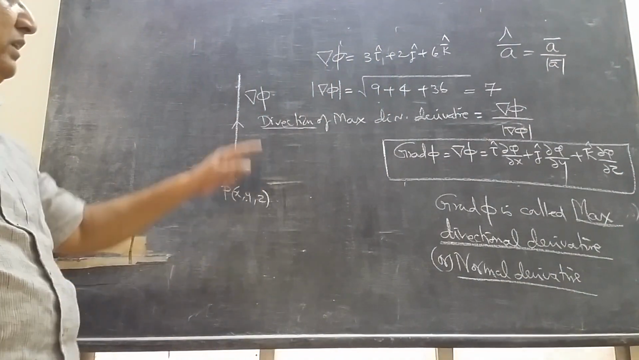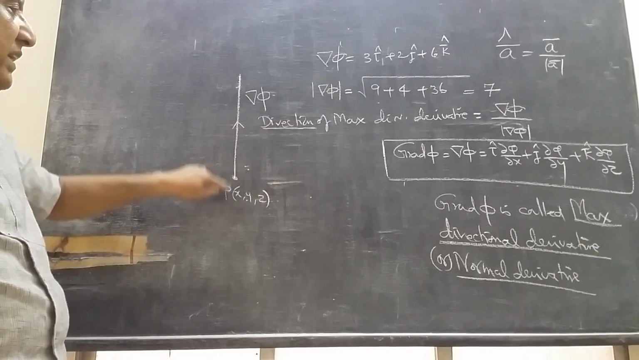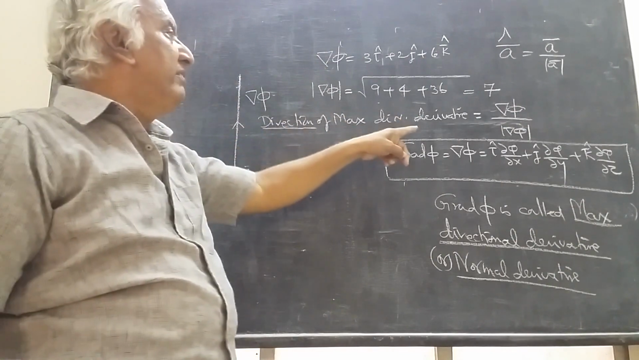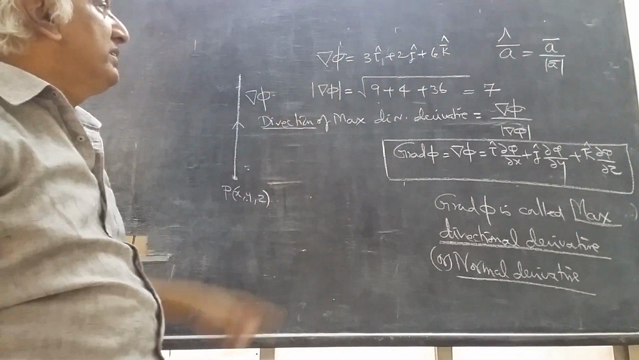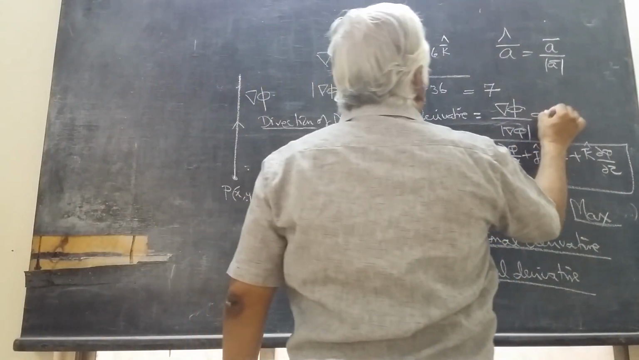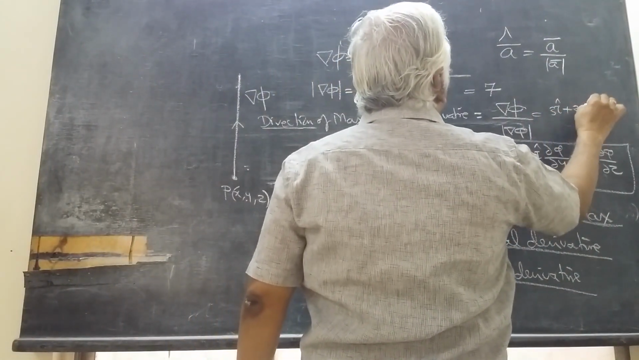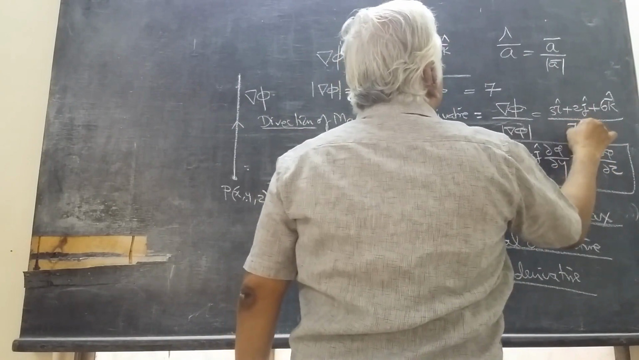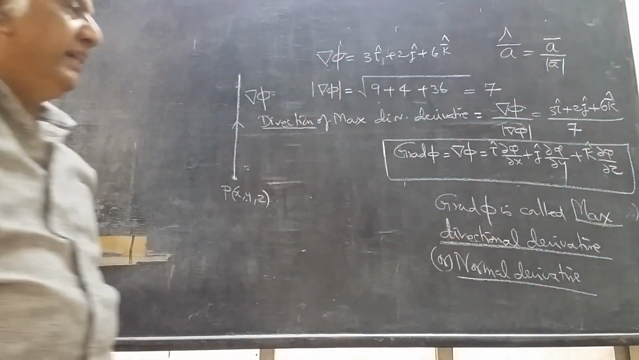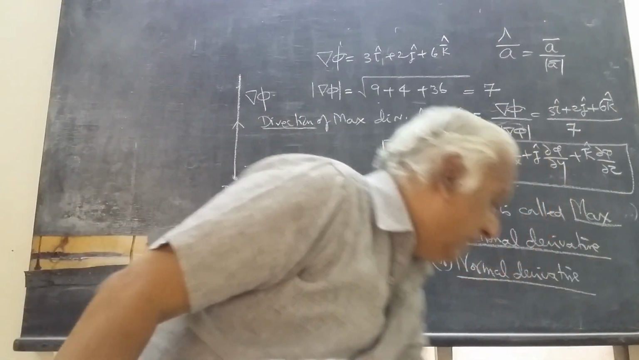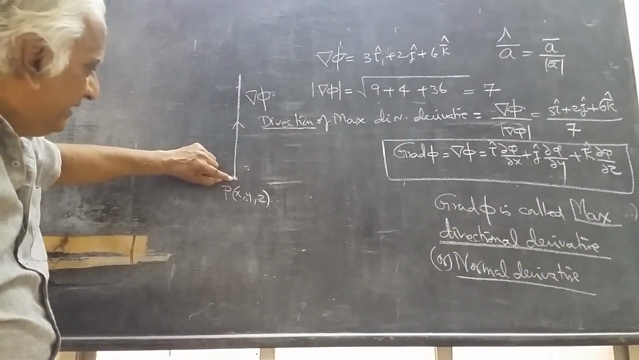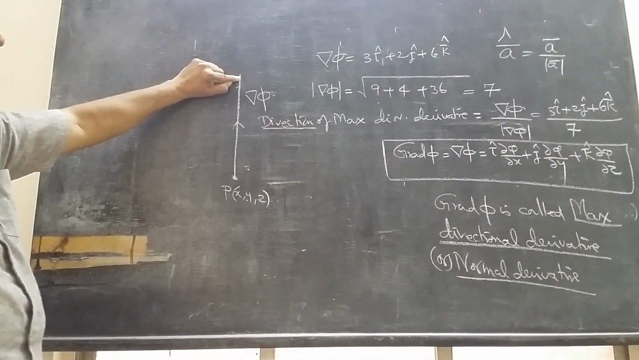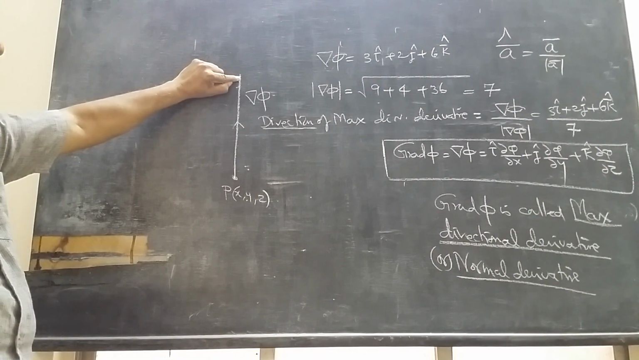Now, what is the direction of maximum directional derivative? Give a unit vector: vector divided by modulus. That is (3i + 2j + 6k) divided by modulus 7. That's all. Right. Now, if you go in this direction, the function increases maximum per unit length.